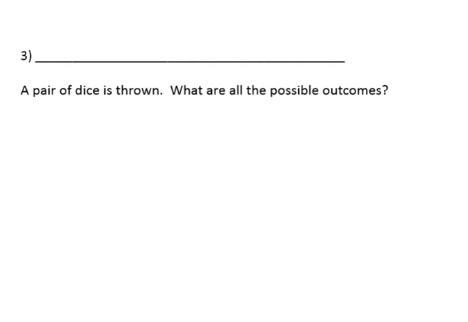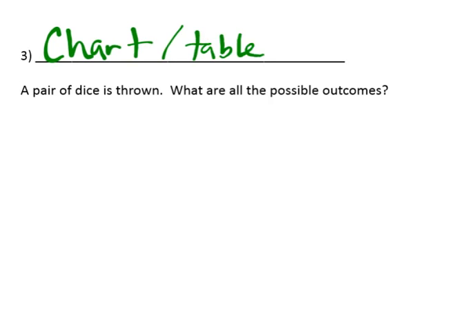Okay, now we're going to talk about the chart. Sometimes we call it a table. Either one of those is fine. This example says a pair of dice is thrown. This is the one time I think a table is really good because there are quite a few outcomes here.